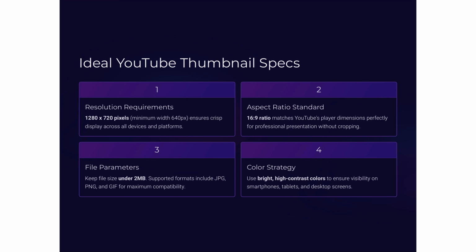Ensure your YouTube thumbnail is 1280 by 720 pixels for clarity across devices. Stick to a 16:9 aspect ratio for seamless integration with YouTube's player. Keep file size under 2 megabytes using JPG, PNG, or GIF formats. Bright, high-contrast colors enhance visibility on all screens.